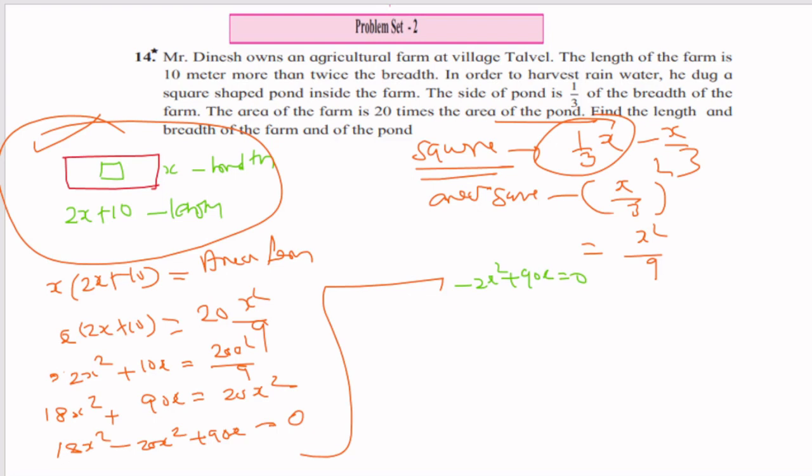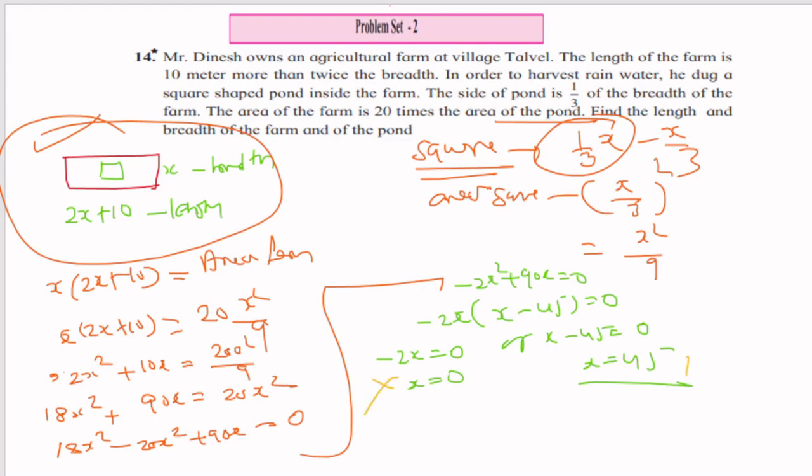So we can take a common factor. What is the common? You can take minus 2x as common. In the bracket it will be x minus 45 equal to 0. Okay, now either minus 2x equal to 0, which means x equal to 0, or x minus 45 equal to 0, so x will be 45. We should not take the negative value; we always go with the positive. So it means your breadth is 45. That is what is required, and we got the answer. The moment you read the question and frame the equation, it will be easy.